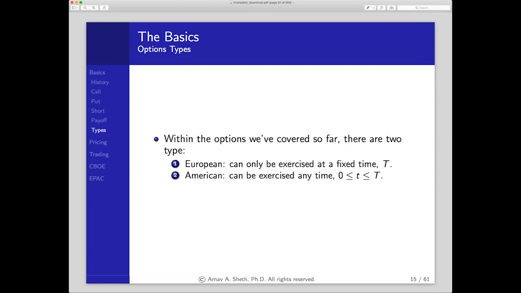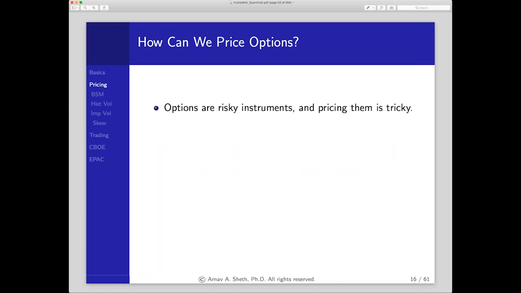And finally, there are two kinds of options, European and American. European options can only be exercised at a fixed time. American options can be exercised at any time. All right. So let's talk about pricing. How do we price these options? Pricing options is tricky. Are they more risky than a stock? Are they less risky than a stock?